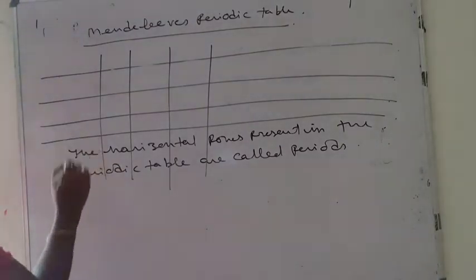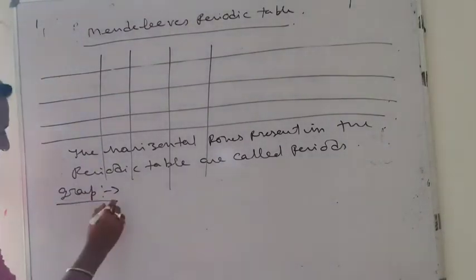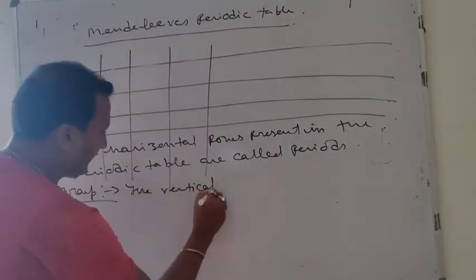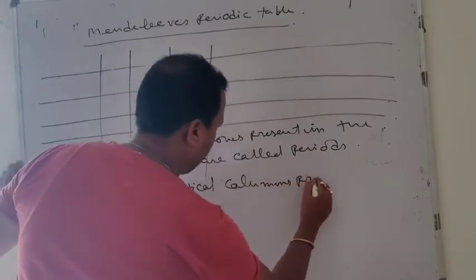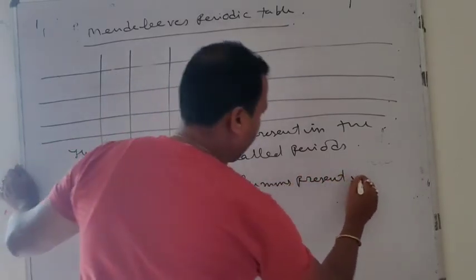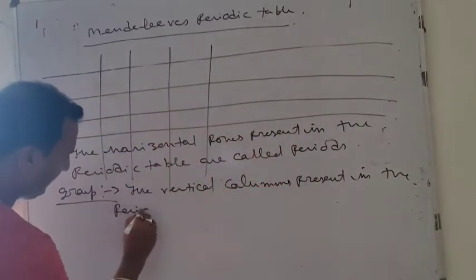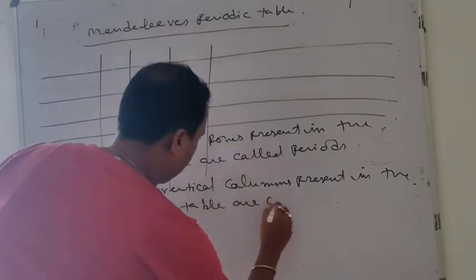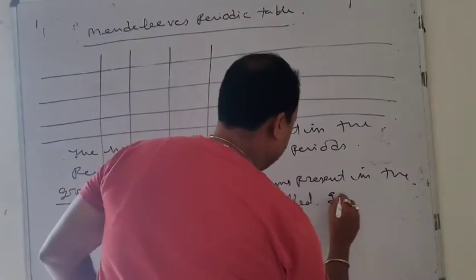Now, what are groups? What is the definition of group? The vertical columns present in the periodic table are called groups.